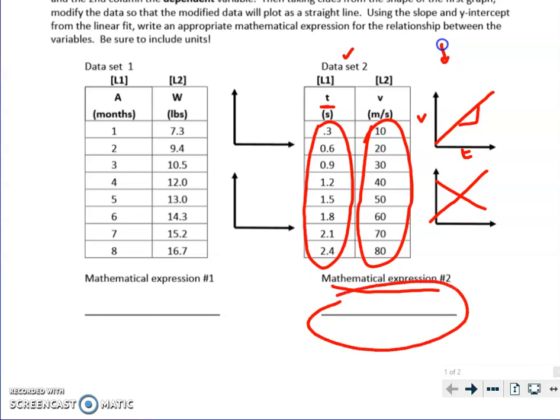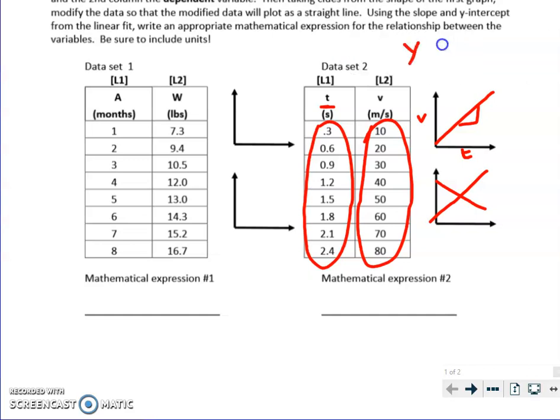And I want that equation to be in terms of the variables given, v and t. So you're going to use, as a frame, a template, the generic y = mx + b. But I don't want to see y or x anywhere in that mathematical expression.